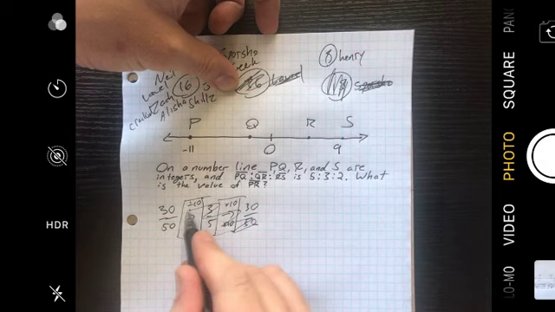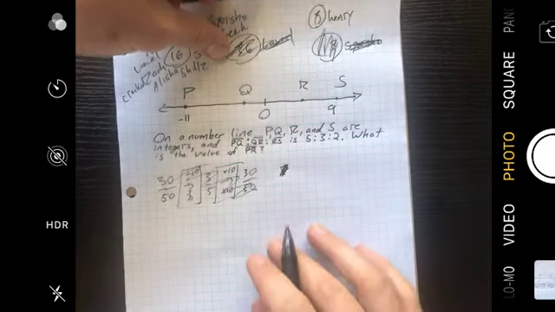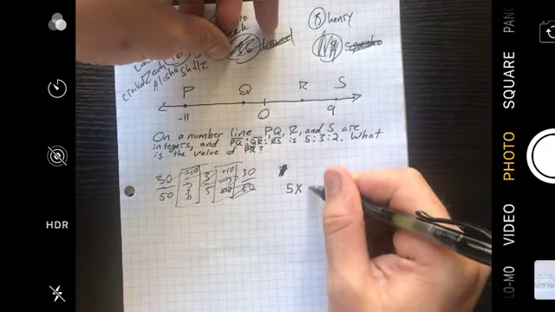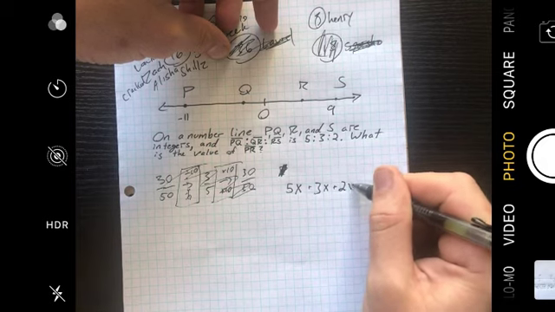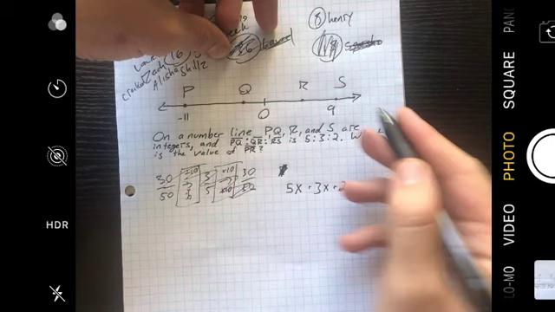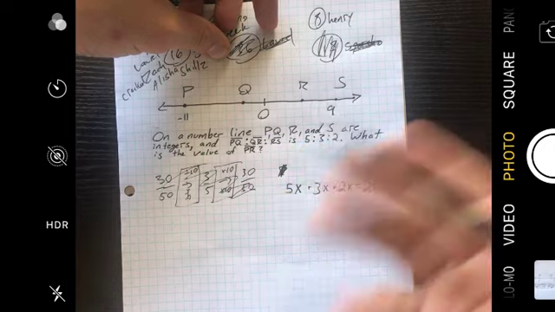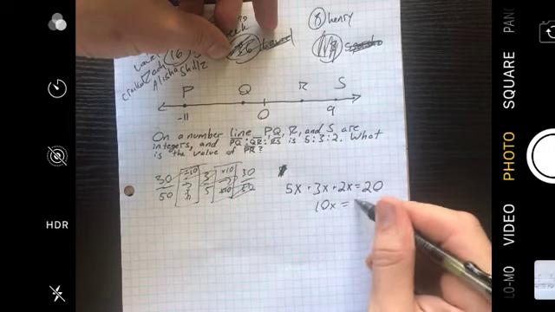So to do that, I just want to do it straight up. We have 5 times whatever it was reduced by, plus 3 times whatever it was reduced by, plus 2 times whatever it was reduced by, and it will equal the entire length, which is 20. 9 minus negative 11 is like 9 plus 11. We good there? So we can add these up, and 10x equals 20.